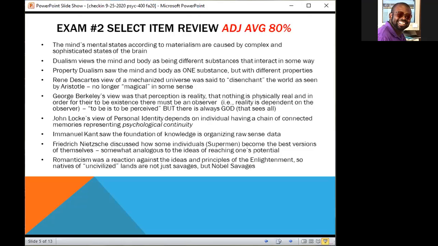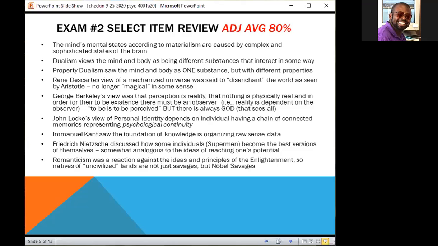First, the mind's mental states, according to materialism. And materialism, again, is one of the theories of mind that we talked about in the beginning of this particular section, are caused by complex and sophisticated states of the brain. So the basic premise here is that the physical nature of the brain, the neurons and how they fire and how they're connected, is what gives rise to mental states. And so that is what gives rise to the mind.